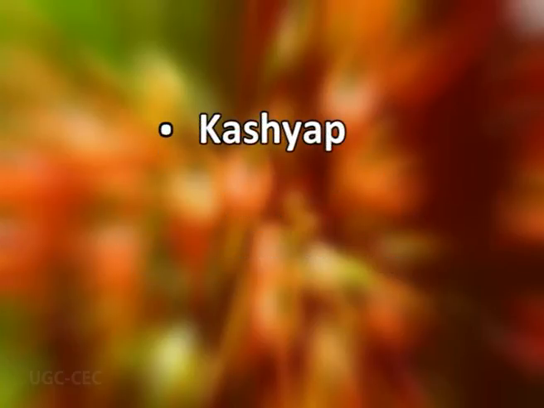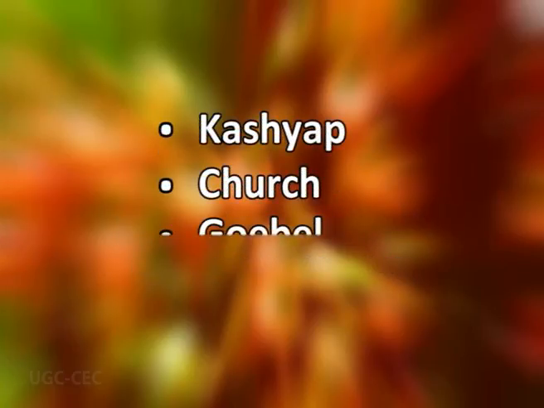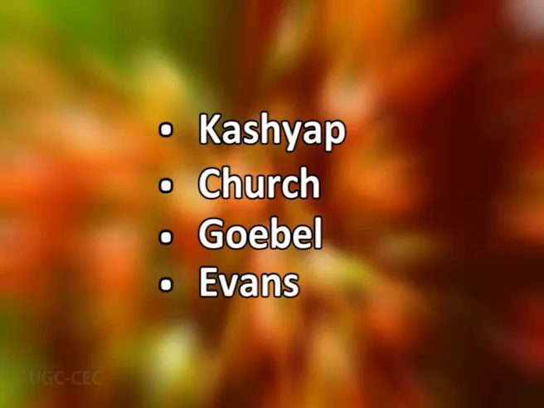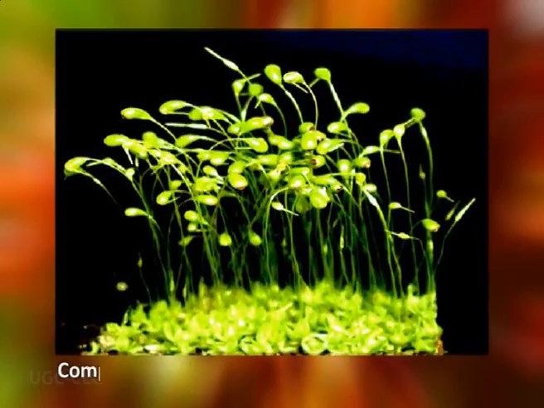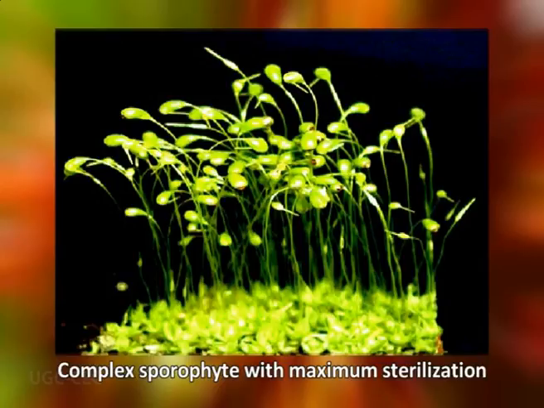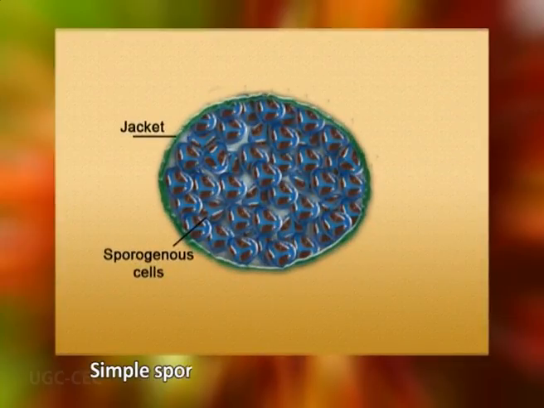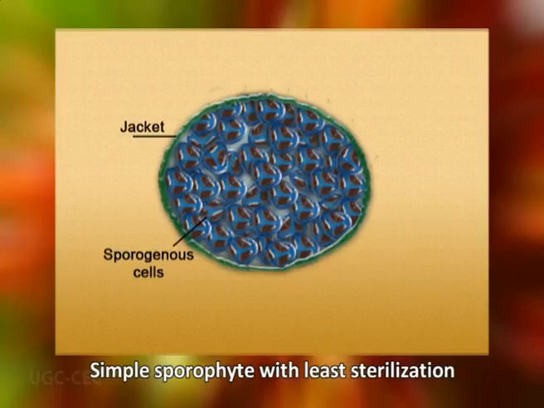This theory is supported by Kashyap, Church, Goebel and Evans, who believe that the evolution of sporophyte in Bryophyta has occurred through reduction or progressive elimination of sterile tissue. According to this theory, the sporophyte in Bryophytes having the maximum amount of complexity and sterilization is primitive, while the sporophyte with the least amount of sterilization and least complexity is the advanced one.